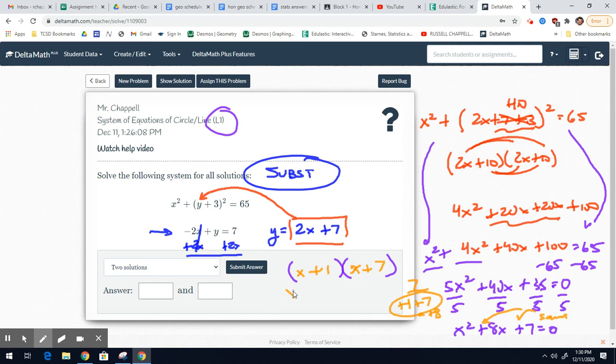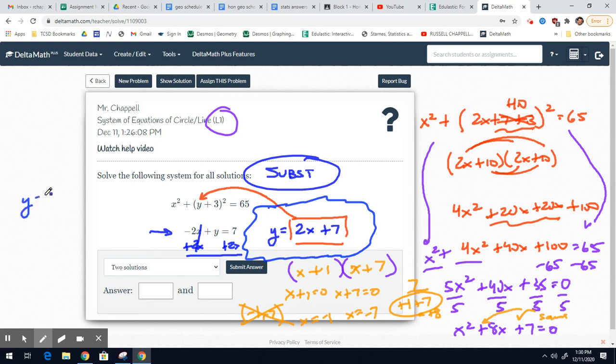Set each of those equal to 0. And solve by subtracting 1, x equals negative 1, and subtracting 7, x equals negative 7. Okay, and that is not a point. That is not the point negative 1, negative 7, because they're both x's, right? Each of those is an x. We need to find the y that goes along with them. The way that we're going to do that is we're going to take this step right here where we solved for y and plug in our x values.